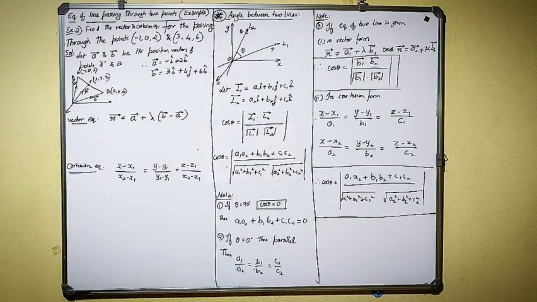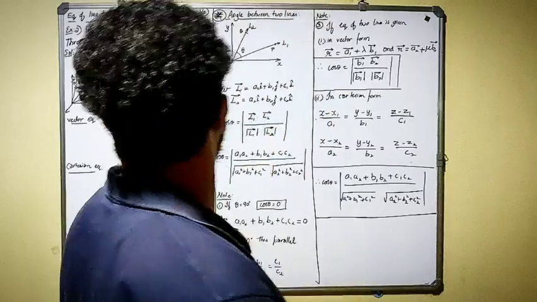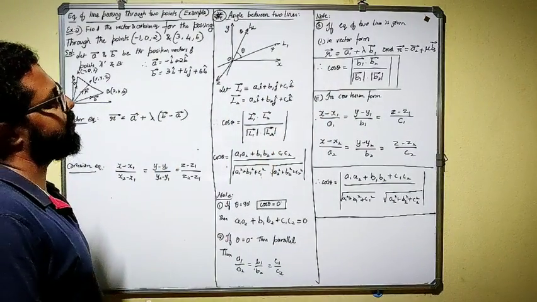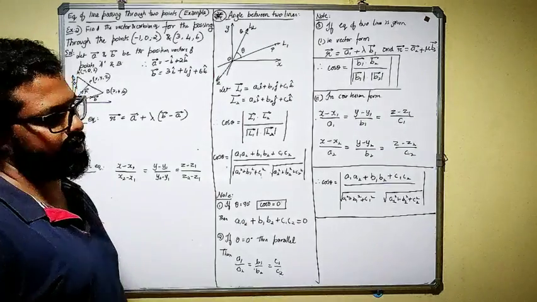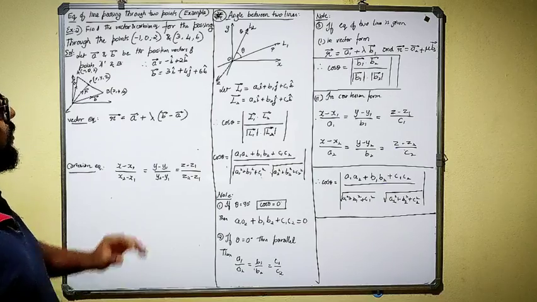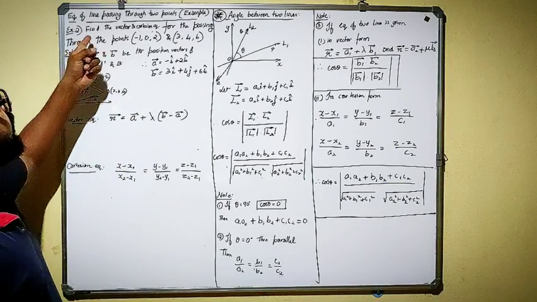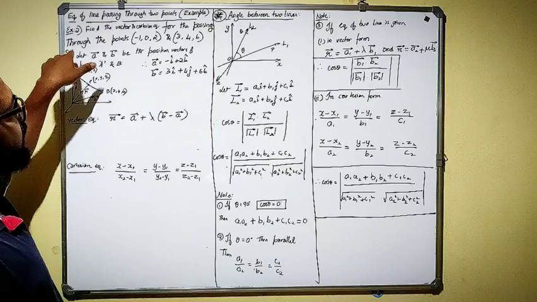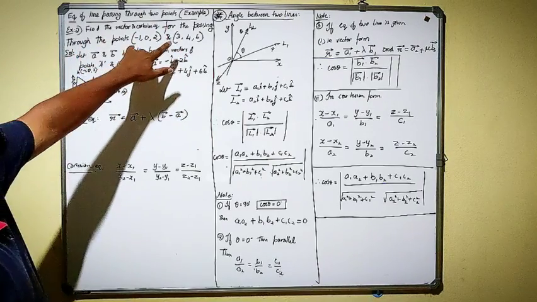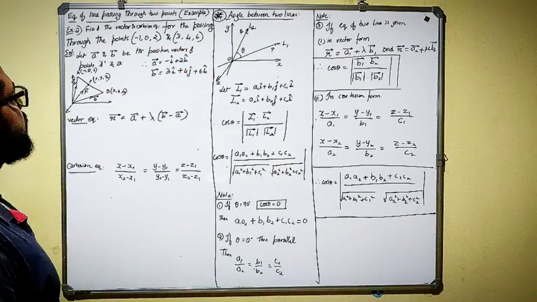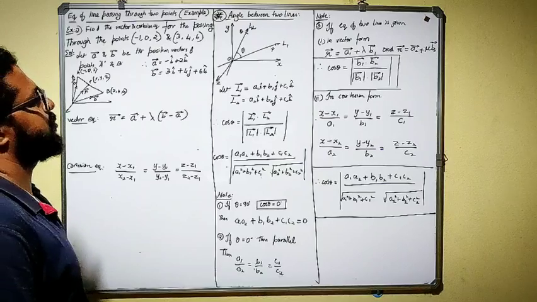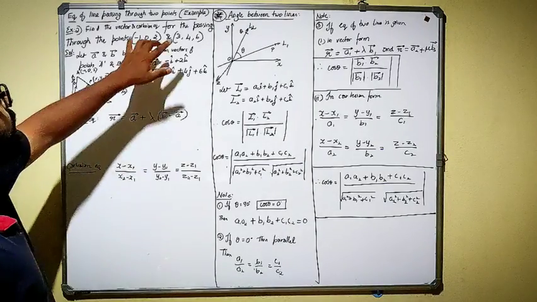In the previous video, we came across the equation of a line passing through 2 points. We derived the vector form as well as the Cartesian form. Now in today's video, we'll go through an example problem: how to find the vector and Cartesian equations for the line passing through 2 points. Two points will be given, and I should find the equation in vector form as well as the Cartesian form. So I need to find 2 equations using the 2 points given to me.